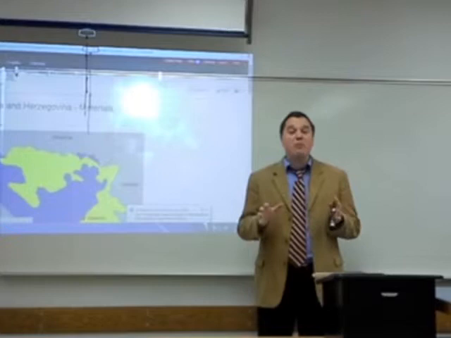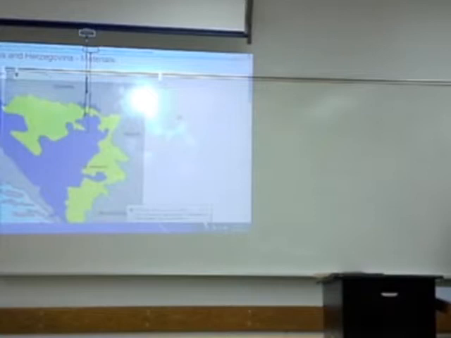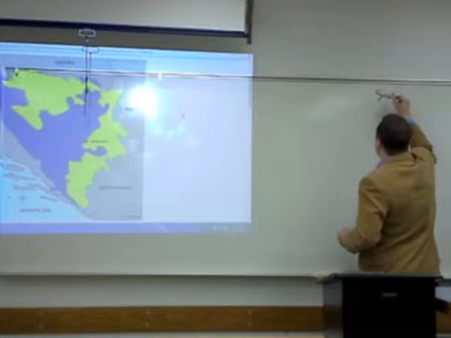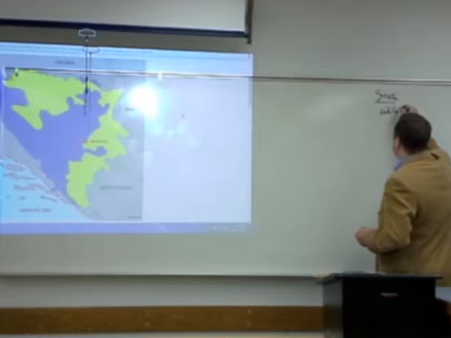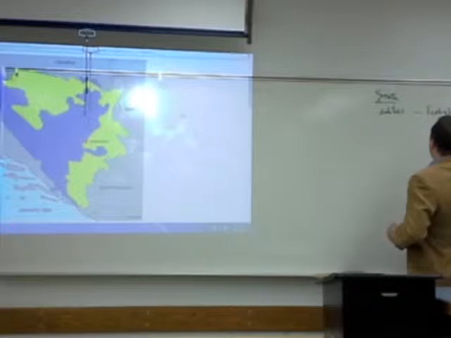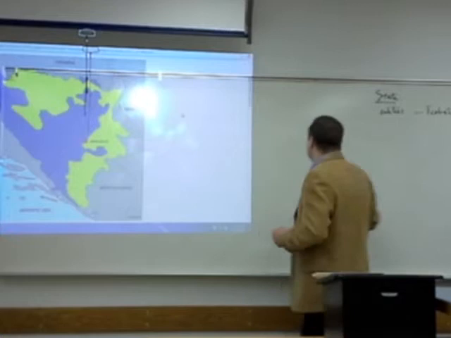The two major components of Bosnia and Herzegovina as a state. So now we're talking about Bosnia and Herzegovina. There are two major entities that compose it. One is the Federation, the Bosnian Croat Federation.